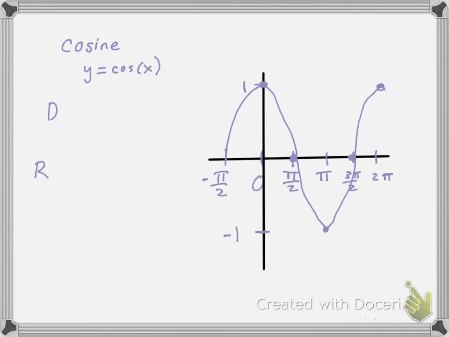So in terms of domain, cosine can be all reals. You can plug anything in for cosine. And in terms of range, we see that at the highest point, cosine is going to reach 1, and at the lowest point, it's going to reach -1. And those are inclusive, and so that is the range. So that was pretty simple, and now we're going to look at sine.